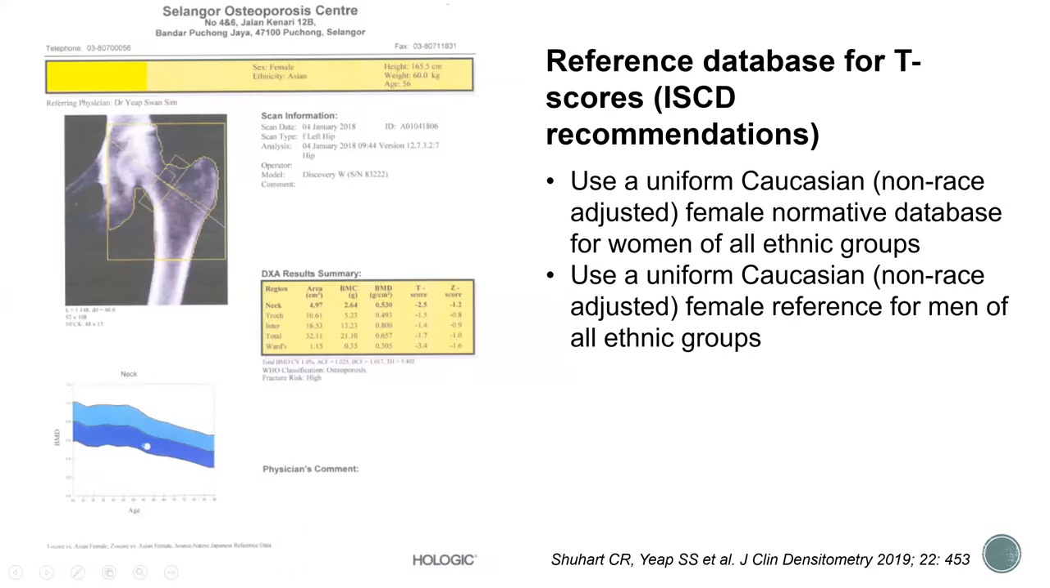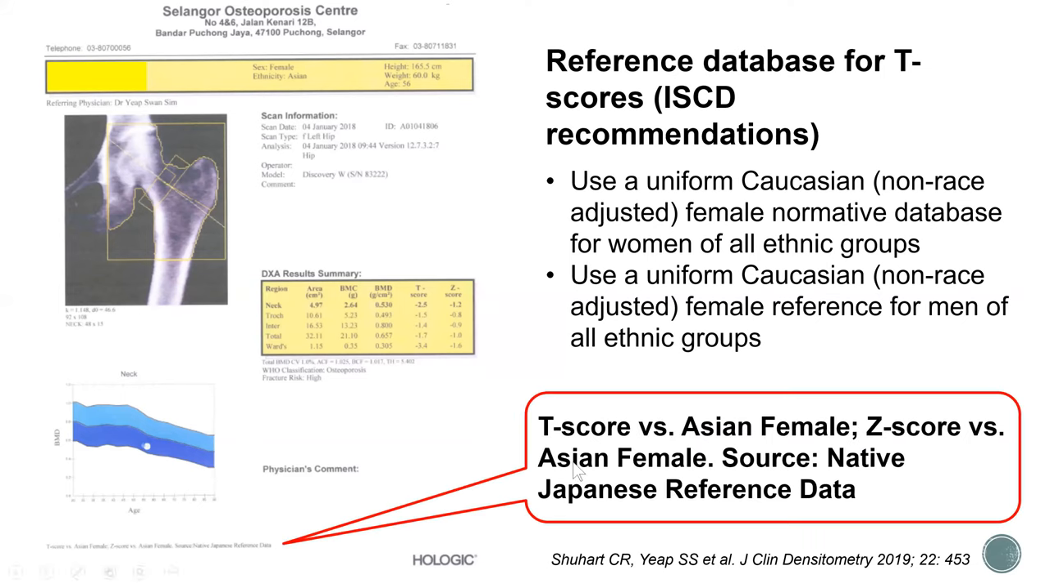So finally, the last thing is which database you actually compare your readings to. The ISCD and IOF, which are the major osteoporosis bodies, suggest that you use a Caucasian normative database to compare and get your T-score. But for most scanning in our region, certainly in Asia, we probably use the Japanese reference data or the Asian database.